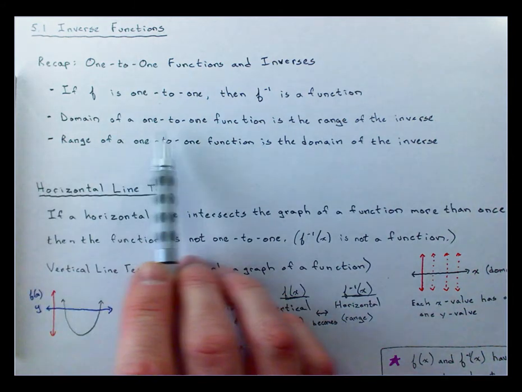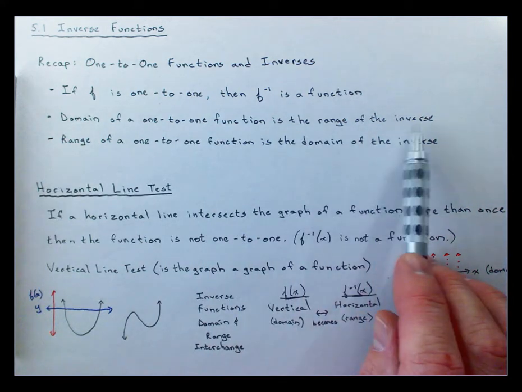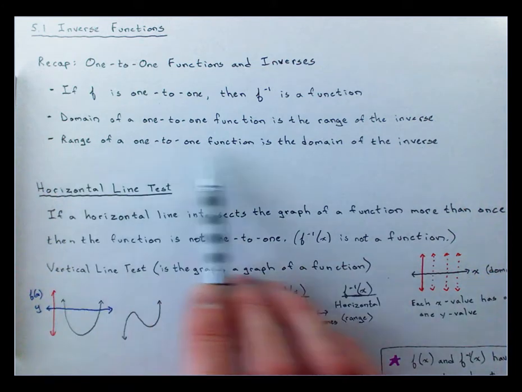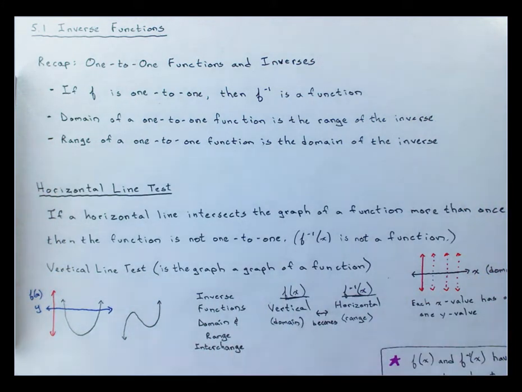The domain of a one-to-one function is the range of the inverse, and the range of a one-to-one function is the domain of the inverse. Now, what we looked at in dealing with one-to-ones was a way to find it algebraically, using numbers, our domains and ranges, our x values and y values, using the equations, converting one to the other, and being able to determine whether the inverse of the original function is also a function.